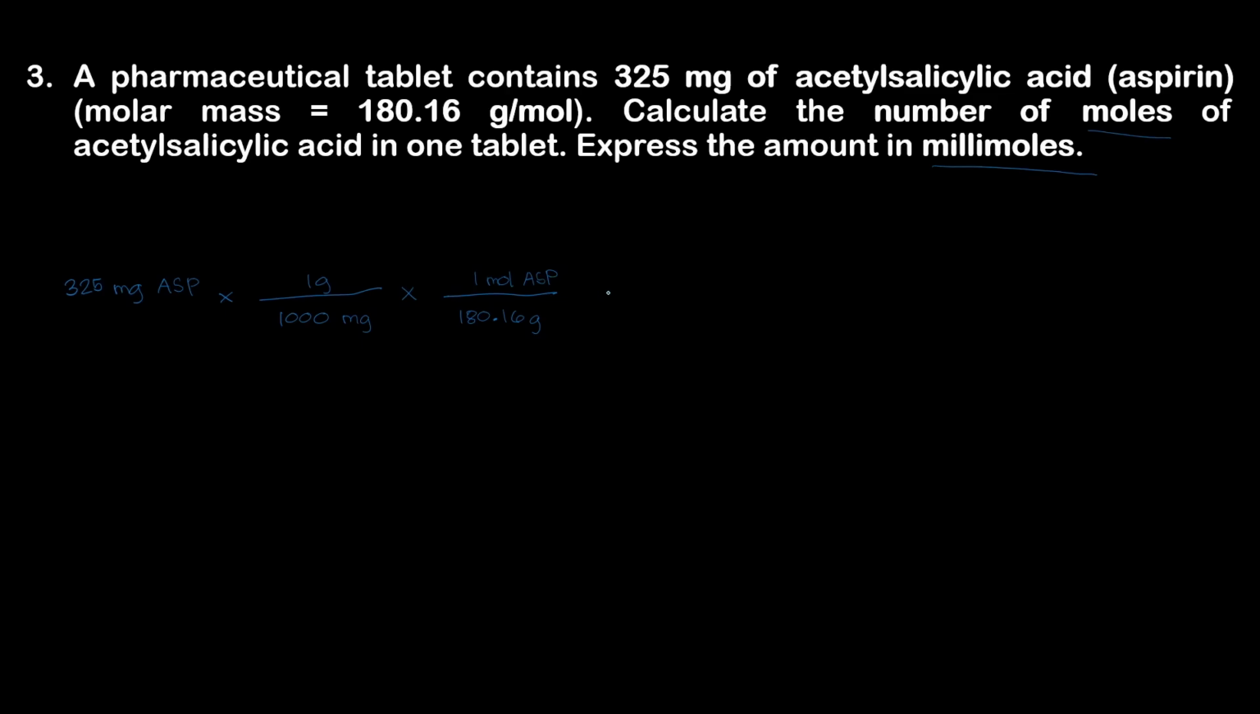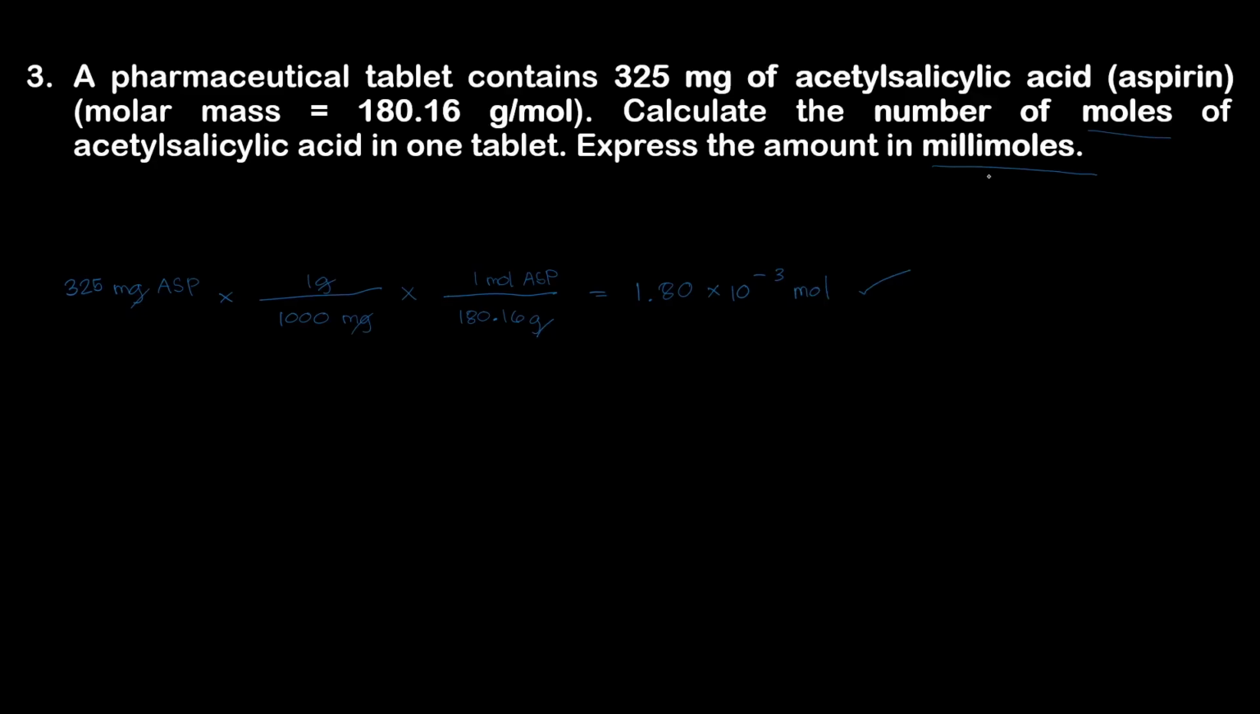Then, let's find the mole first, right? So we can cancel the milligrams, milligrams, and grams. So we were left with mole of aspirin. So solving, then we will get 1.80 times 10 to the negative 3 mole.